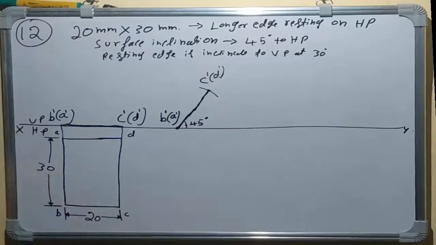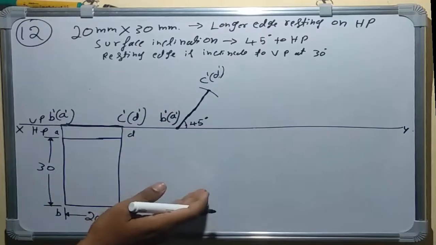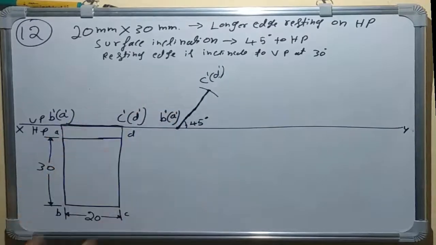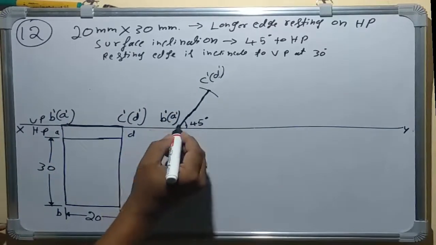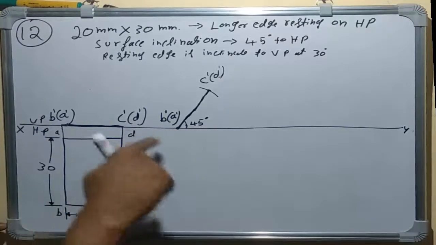Okay, now the second step. The surface inclination is finished, and by using these coordinates, that is points, we will get the top view by coinciding the points. So here B and A dash, B dash A dash is coming, and here A and B is coming. So we will join it.